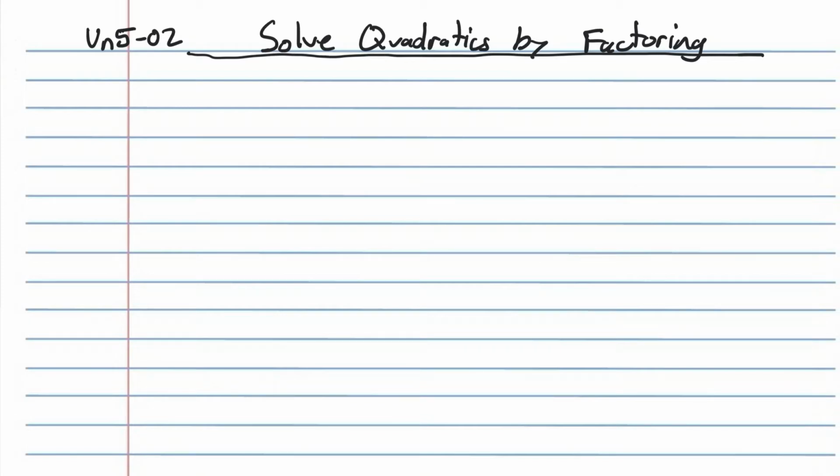All right, so we started this new unit on solving quadratics. Remember, a quadratic is anything that has an x squared in it. So like x squared plus 2x plus 1. That's a quadratic, okay? And so far, we've gone over a couple methods already, right?